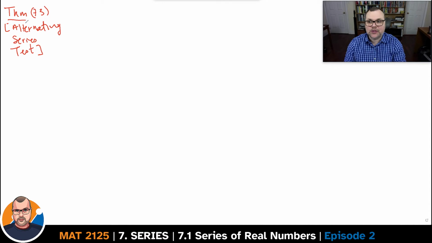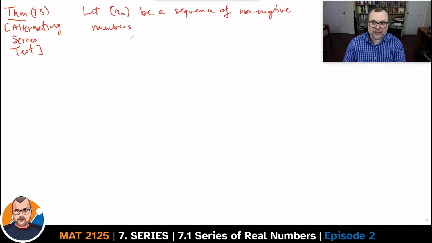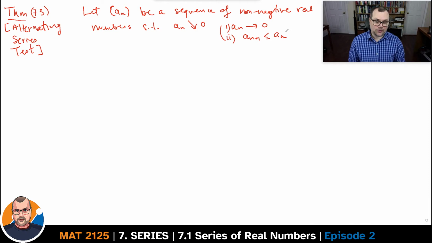Let's say you have a sequence of numbers. Let's let them be non-negative. And when I say numbers here, I obviously mean real numbers, such that the sequence decreases to 0. So by this here, I mean, firstly, that the terms do go to 0, but also that the terms are decreasing. If these requirements are met, then the alternating series from 0 to infinity of (-1)^n a_n converges.